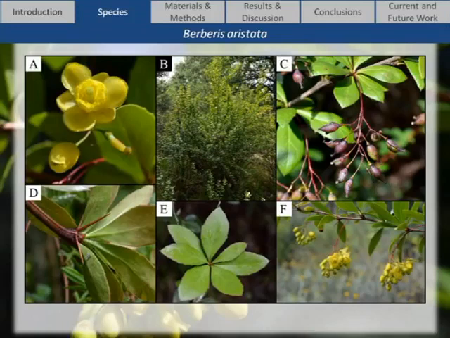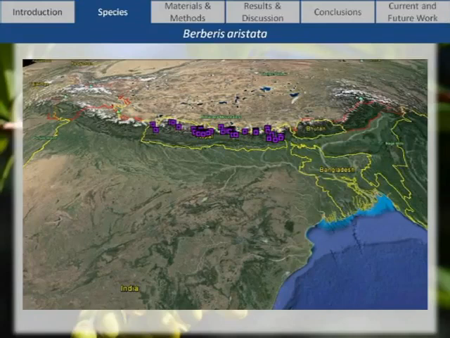The second species is Berberis aristata. Again you can see the 3 branch spines there in number D, so a similar characteristic, and also yellow flowers as indicated by A. But the difference here is that Berberis aristata is a much larger shrub than Berberis julianae. And also you can see by number F, the inflorescence, they have a raceme-like inflorescence as opposed to the clustered inflorescence that Berberis julianae has. And Berberis aristata in turn is native to Nepal in the region of the Himalayan mountains.